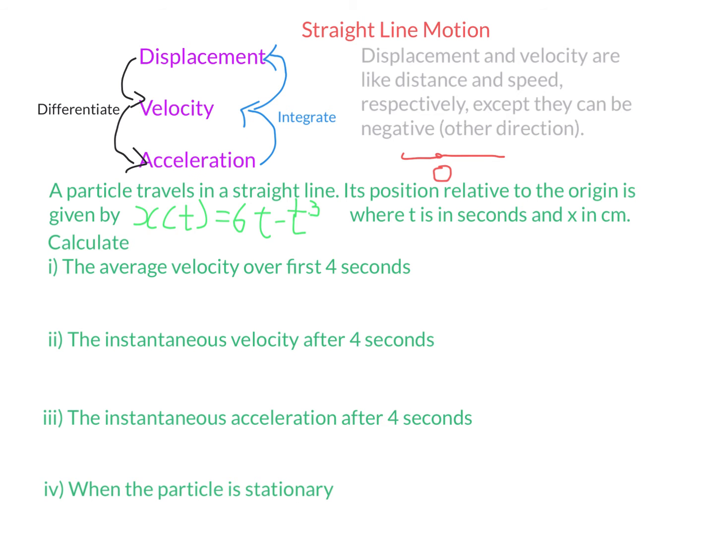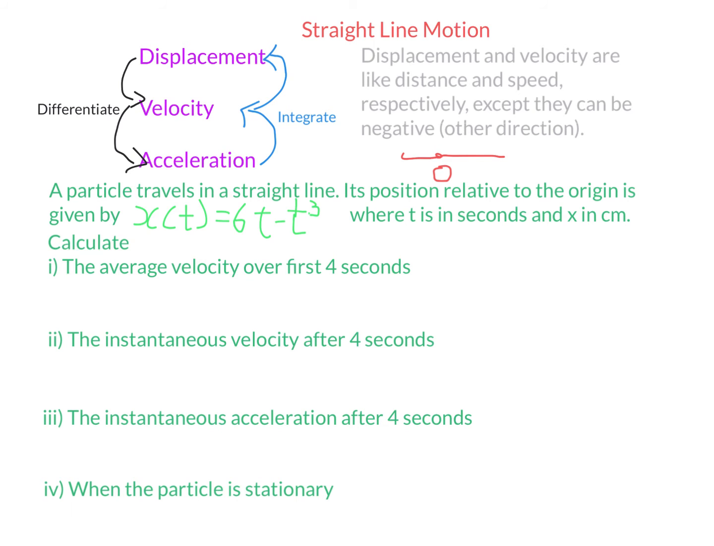All right, let's now move on to straight line motion. So we're now going to look at the displacement, velocity, and acceleration of objects moving in a straight line. So displacement is like distance and velocity like speed, except displacement and velocity can be negative. So we're looking at an object moving in a straight line. Positive displacement means it's to the right of O, the origin where it started. Negative displacement is to the left of O, where it started.